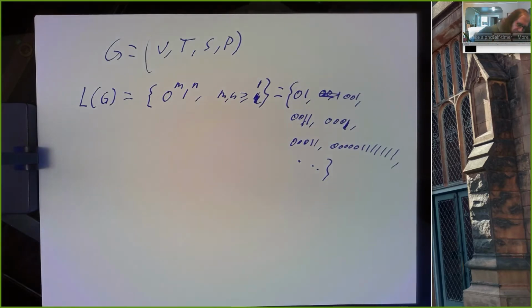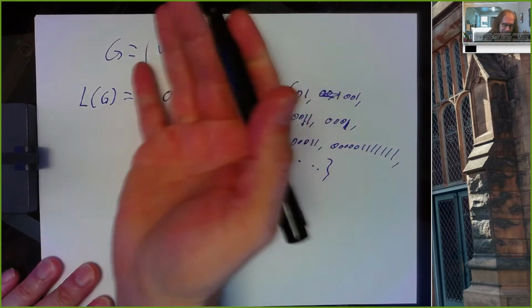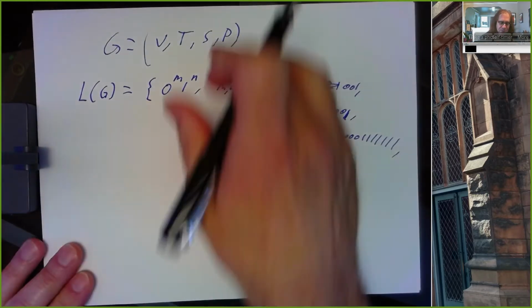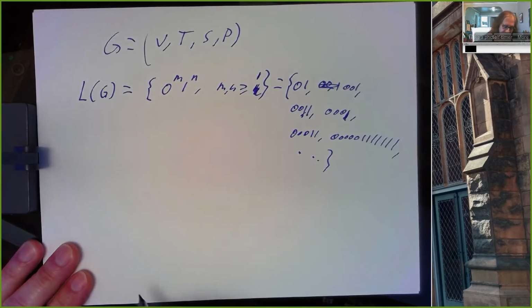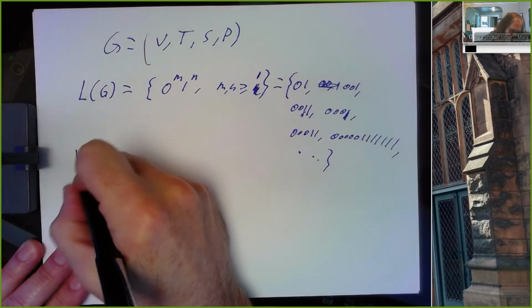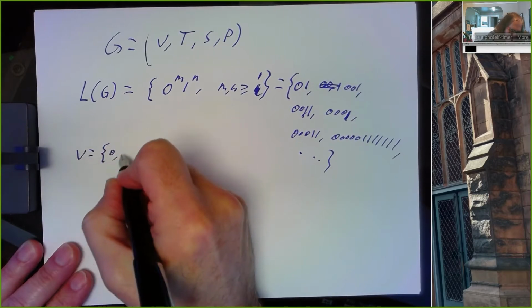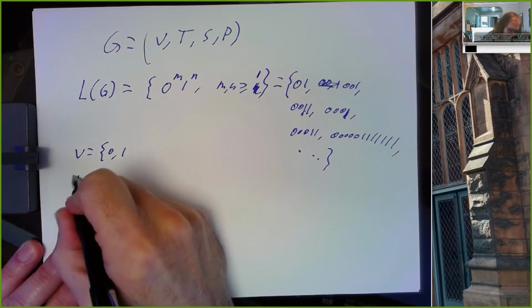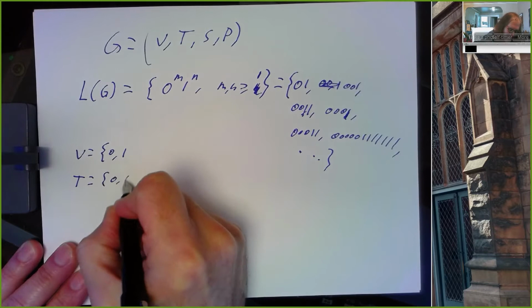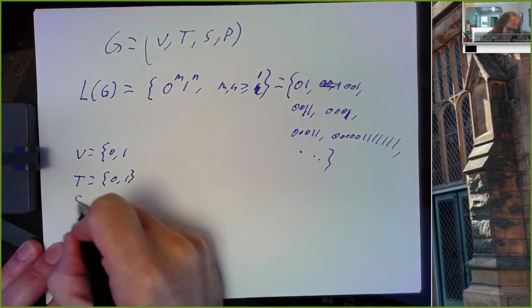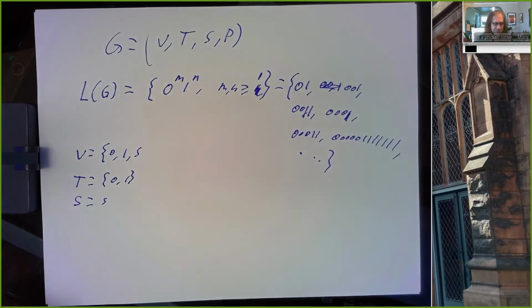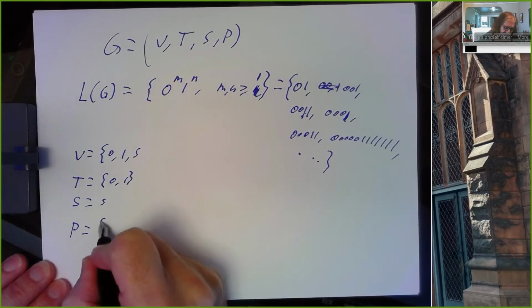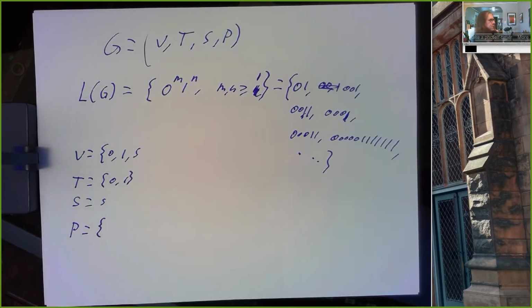So we start trying to figure out how to describe it as a phrase structure grammar, and mostly this comes down to figuring out production rules. So let me give you an example. Our vocabulary is certainly going to include zeros and ones. Our terminal symbols will be just zeros and ones. Our start symbol we'll just call S, so that's got to be part of our vocabulary. And then our production rules, this is where all the magic happens.